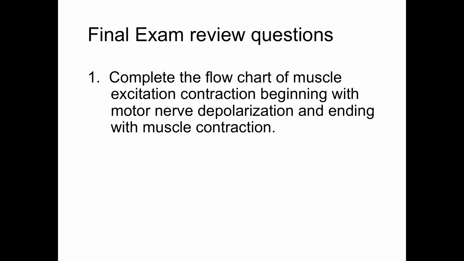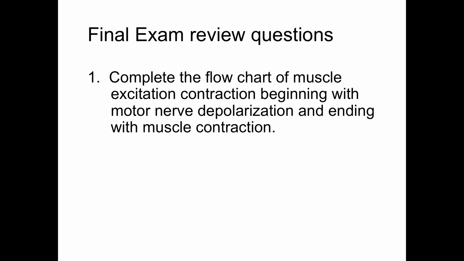One exam question would be to make sure you understand the flow chart, or the step-by-step process, of muscle excitation contraction. I would probably type this out or make some kind of flow chart, and make sure you understand the correct steps or the correct pathway of this flow chart. We would start with motor nerve depolarization, so that's at the site of the neuromuscular junction, where the nerve sends its signal by acetylcholine to the muscle cell membrane, and that's where the muscle cell becomes depolarized. And then we'd end with muscle contraction.